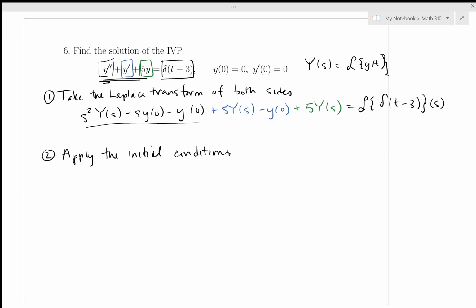Mercifully, in some ways, the initial conditions are the easiest that they could possibly be. Both initial conditions are 0. That will eliminate this term and this term. So I'm applying the initial conditions. Then I'm combining all of the terms with Y of s and factoring out the coefficients on Y of s.